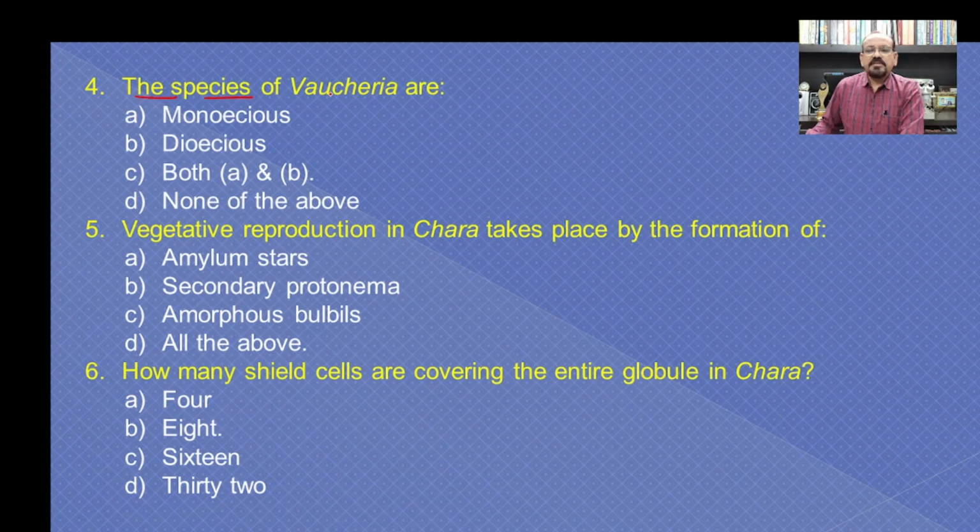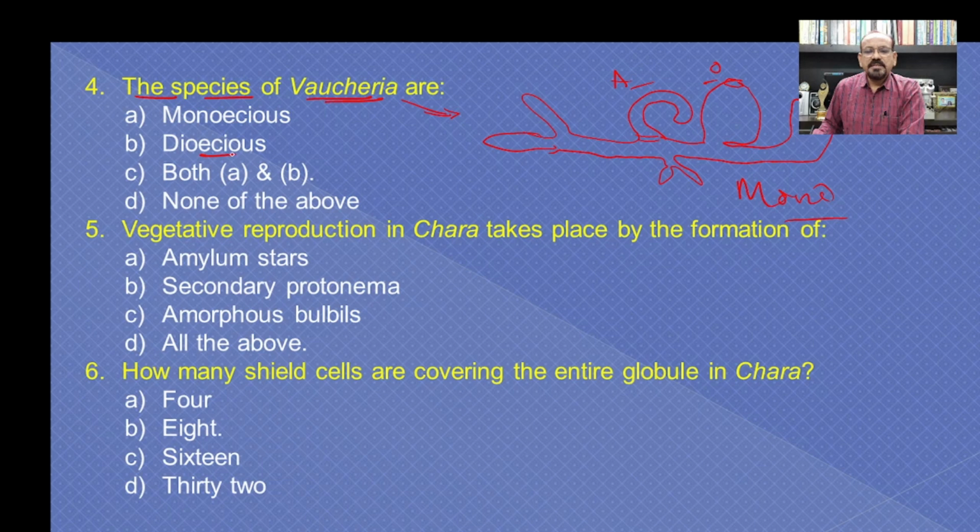Then, the species of Vaucheria are... If you see the diagrams of Vaucheria, you might have seen structures of the male reproductive organ and the female reproductive organ. Such a condition means the antheridia and oogonia are developing side by side on the same thallus. Such a condition is known as the monoecious condition, when both the sex organs develop on the same plant body.